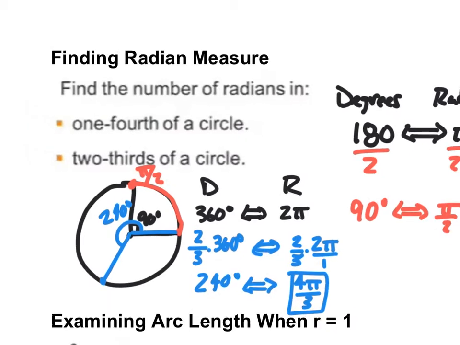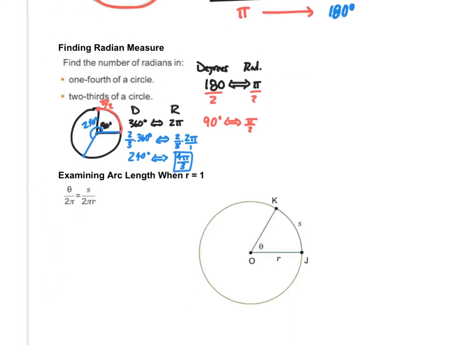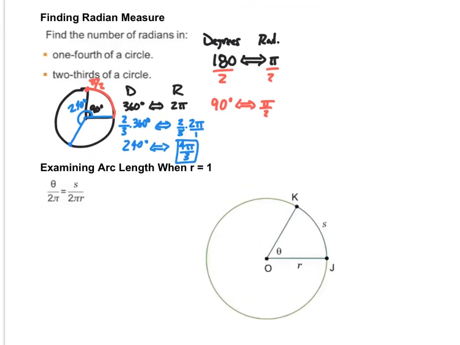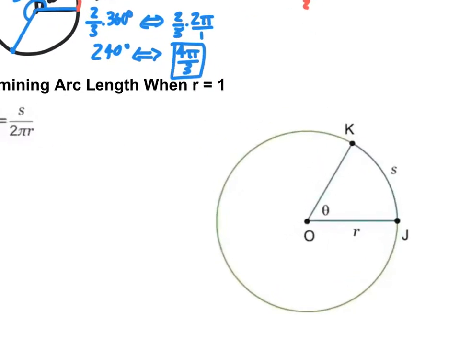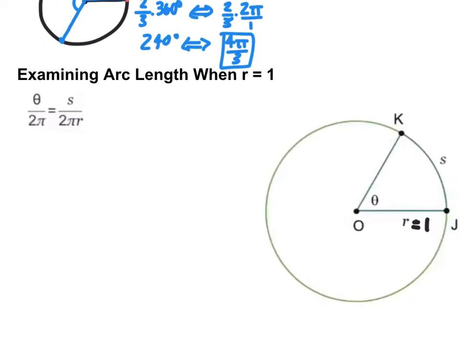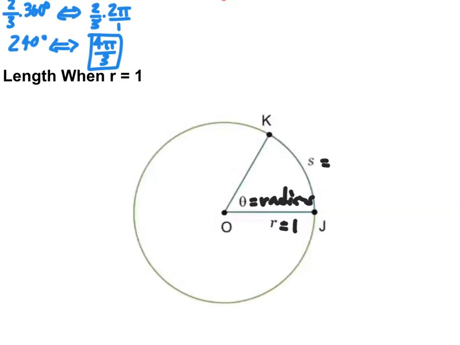Now there's also another way to do this, and we're going to talk about that in a second. But let's look at this last problem here. What we know is that if we think about arc length when the radius is 1, we're going to look at that. So when the radius is 1, what do we know about the arc length? Now, this angle theta here is a measure in radians. So theta in radians, and then we have our arc length s. So s is equal to our arc length.